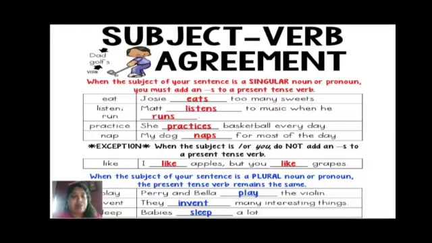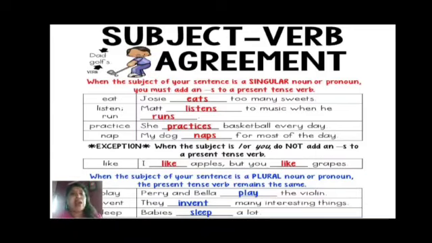For example, let's go with subject pronouns. What are the subject pronouns we know? We know first person singular as I, first person plural as we. Second person singular and plural stands as you. Then third person singular as he, she, it, and third person plural as they.